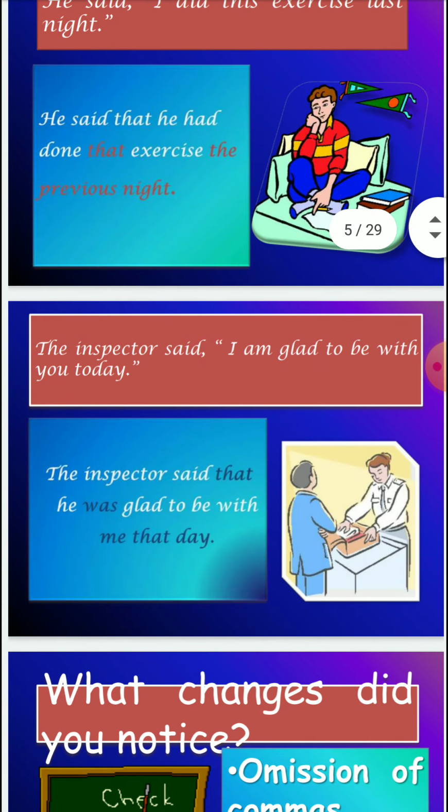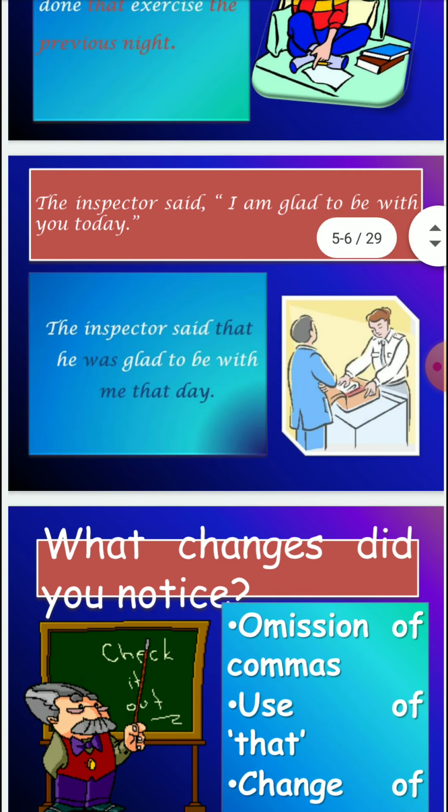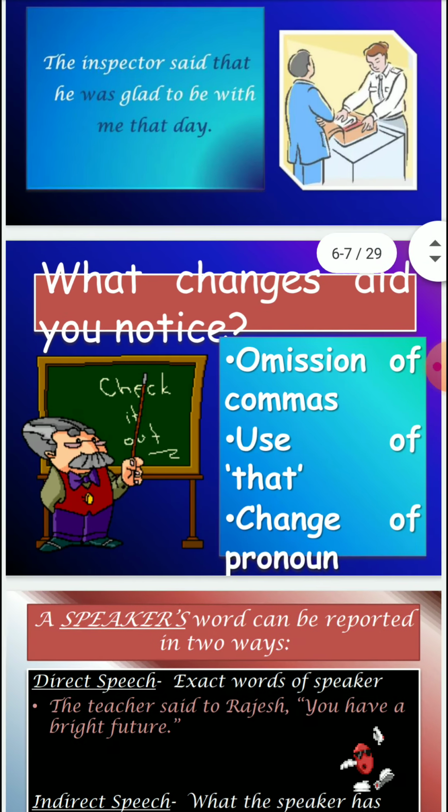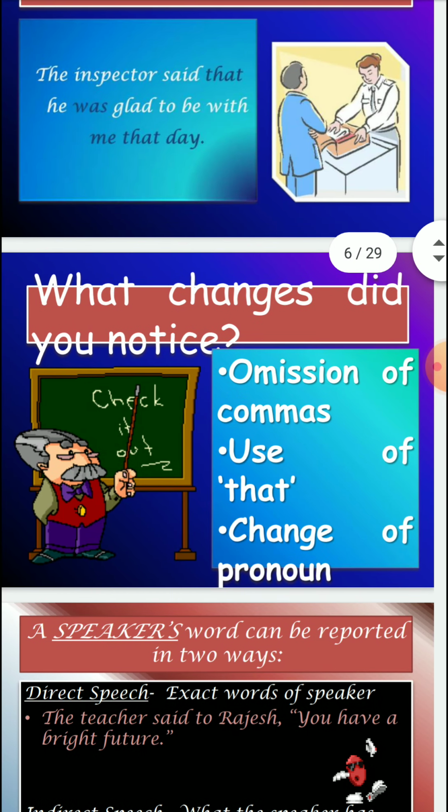Now, the last example says, the inspector said, "I am glad to be with you today." Here also, we are doing some major changes. The inspector said that he was glad to be with me that day. Now, how are we changing these sentences? For that, we have to keep certain things in mind. Let us cover that. What changes did you notice? Number one, in indirect speech, you've not used any commas, there is a that, and there is the change of a pronoun, and also a change of tense, right?